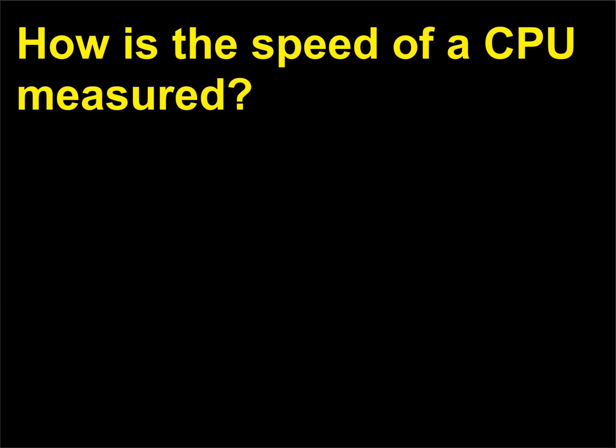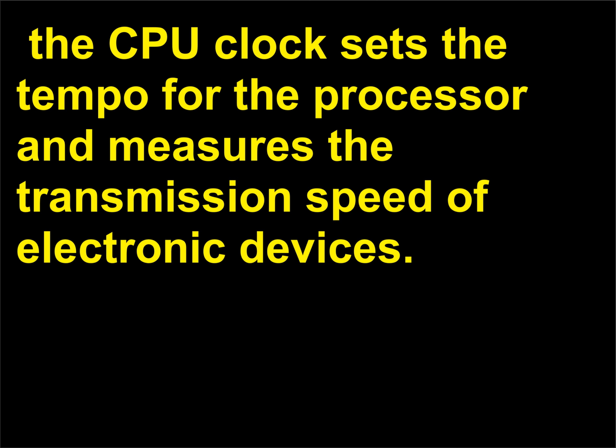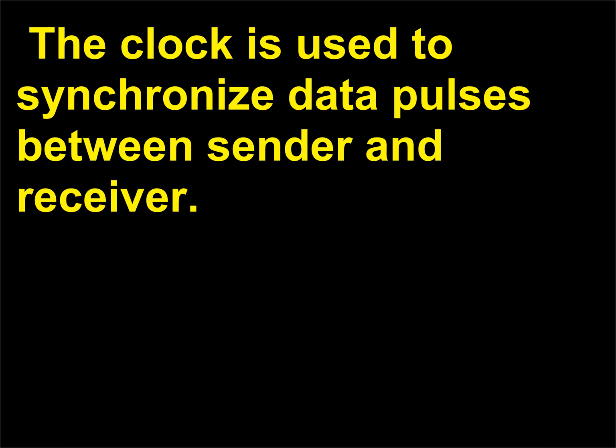How is the speed of a CPU measured? Separate from the real-time clock which keeps track of the time of day, the CPU clock sets the tempo for the processor and measures the transmission speed of electronic devices. The clock is used to synchronize data pulses between sender and receiver.